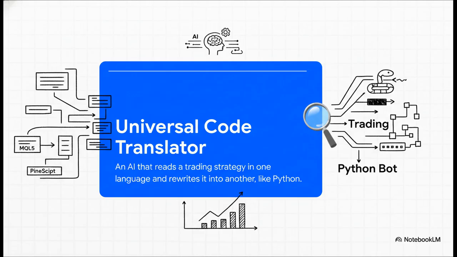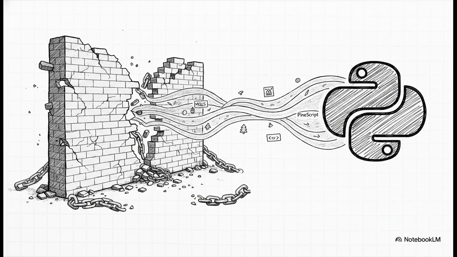What this AI is really doing is acting like a universal translator for code. For example, it can take code written in MQL5, that's the language that only works on the MetaTrader platform, and just instantly rewrite it as a Python bot that can run anywhere. It can do the same thing with PineScript from TradingView, or really any other trading language out there. And honestly, that is the killer app.